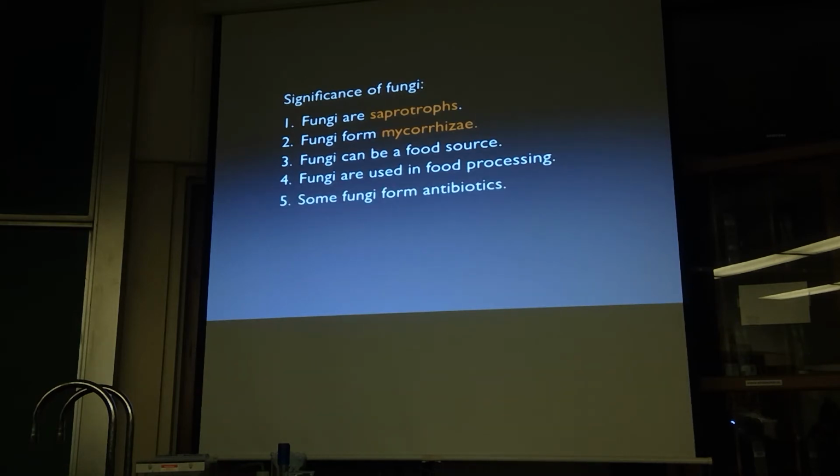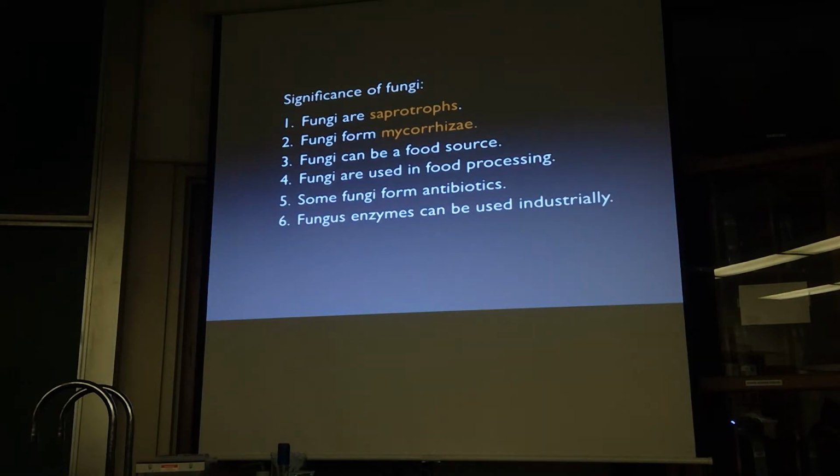And then some fungi produce antibiotics. Which one do we know that produces antibiotics that Alexander Fleming found? Penicillin. So Penicillium is the fungus that produces penicillin. There are other fungi that produce other types of antibiotics.